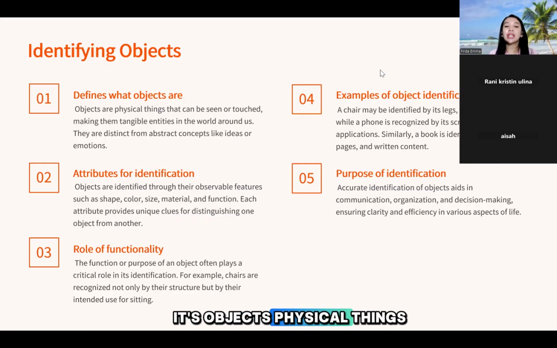The first is defining what objects are. Objects are physical things that can be seen or touched, making them tangible entities in the world around us. They are distinct from abstract concepts like ideas or emotions. And the second is attributes for identification. Objects are identified through their observable features such as shape, color, size, material, and function. Each attribute provides unique clues for distinguishing one object from another.